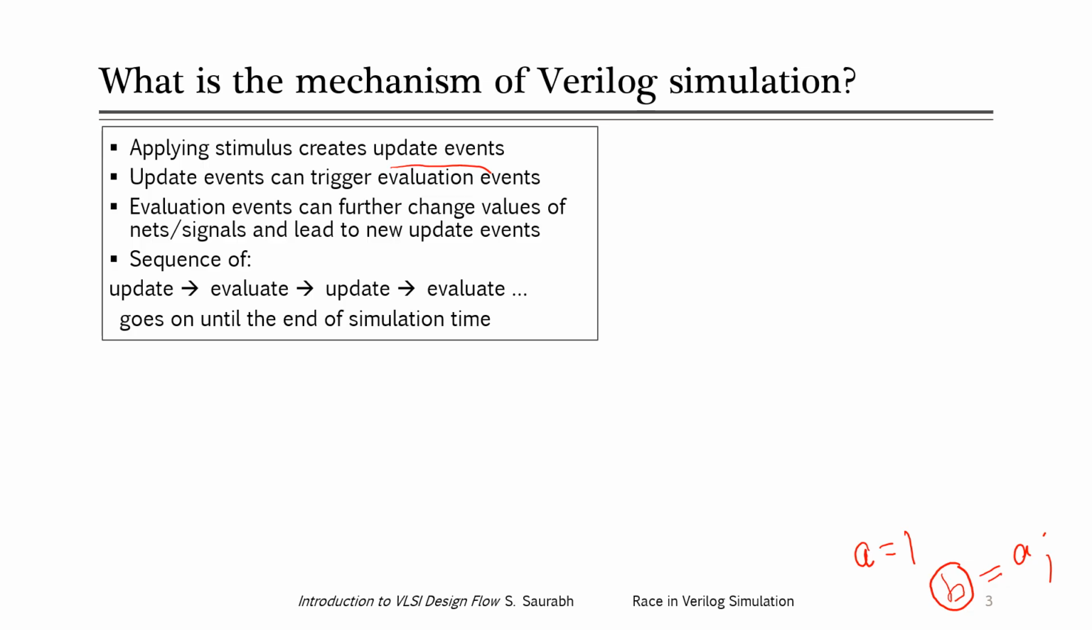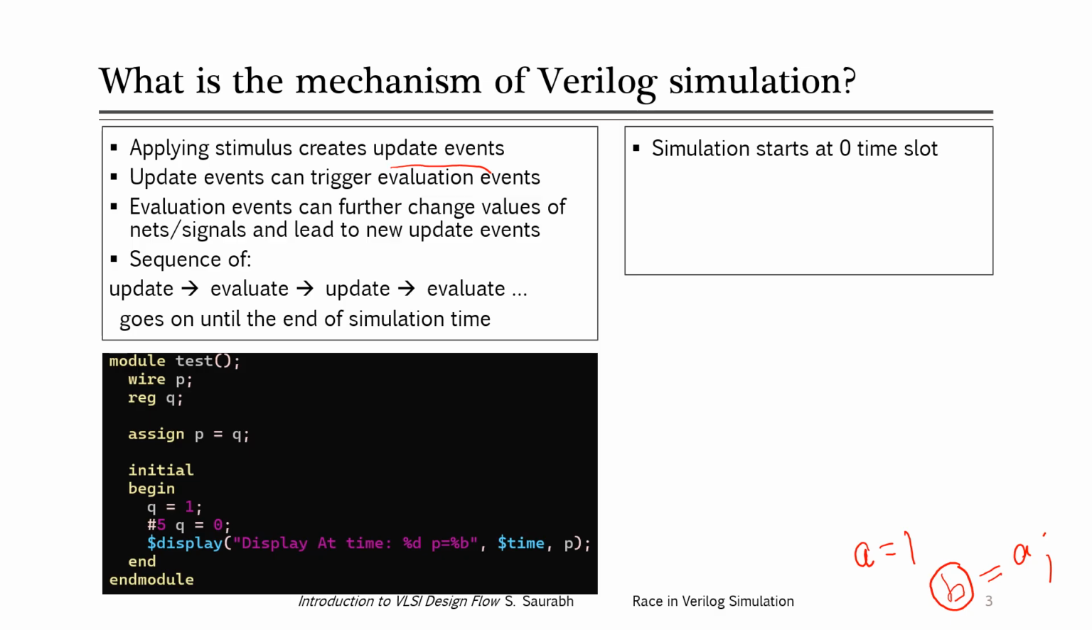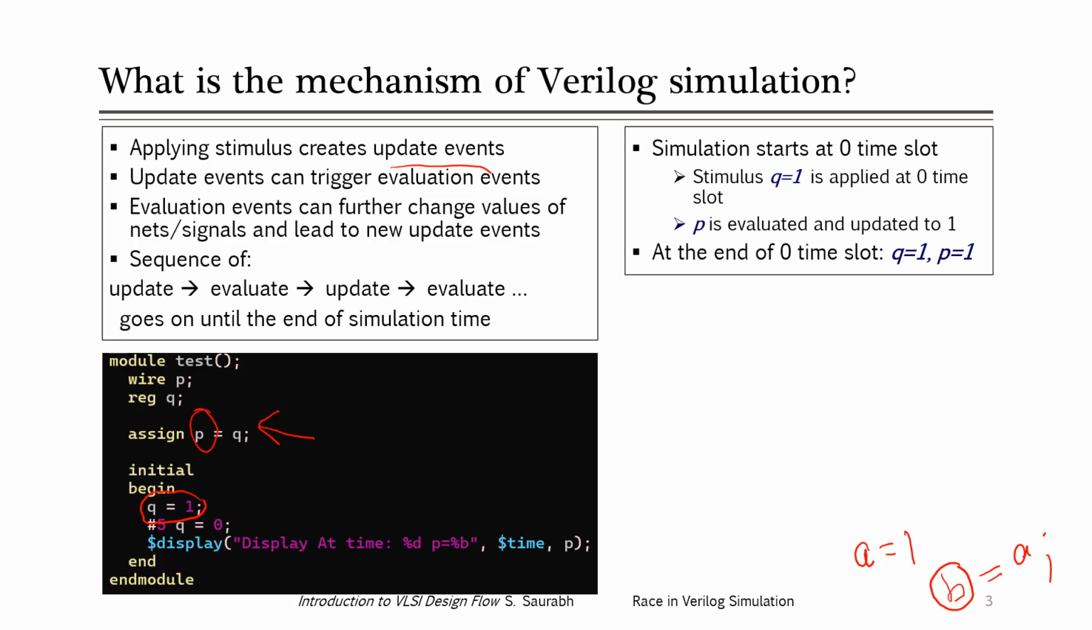Now let us look into the code that was given, right? When we start a simulation, it starts at the 0 time slot. So in this case, at the 0 time slot, first the stimulus q is equal to 1 is applied, right? And because p depends on q, p will be evaluated, right? So p is evaluated and it is updated to 1. So at the end of the 0 time slot, q is equal to 1 and p is equal to 1.